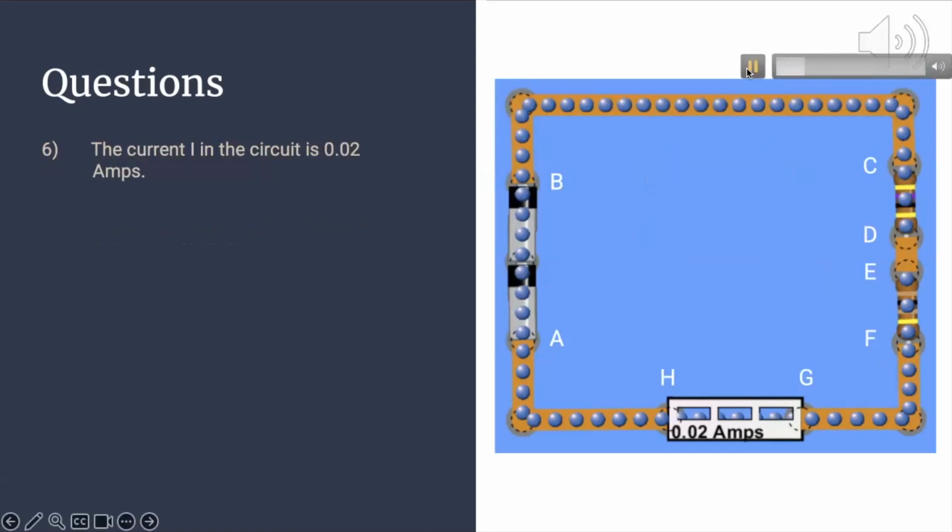The current in the circuit on the right is 0.02 amps.